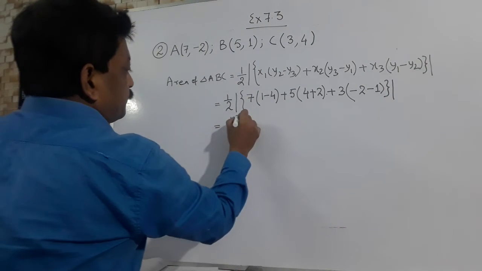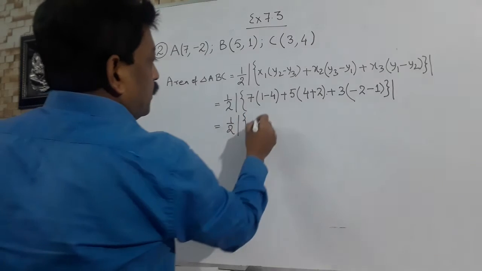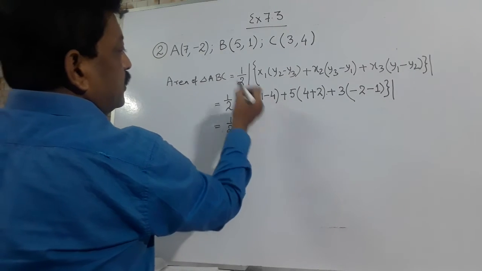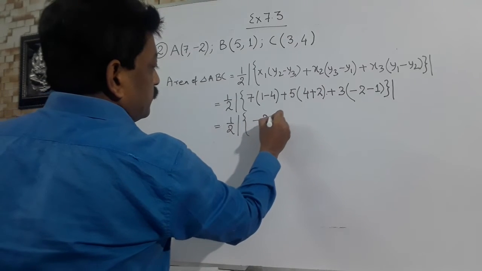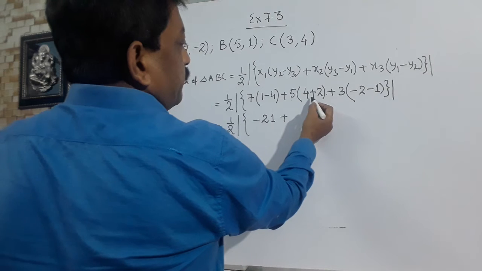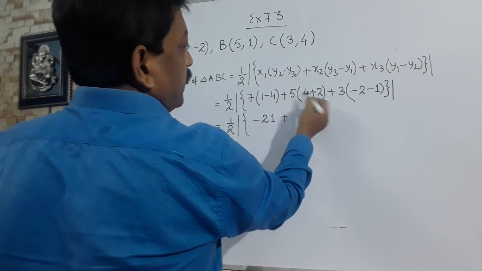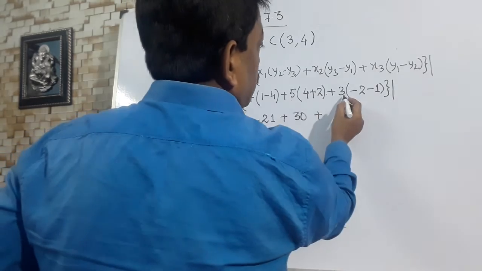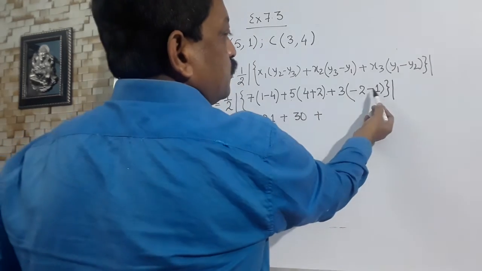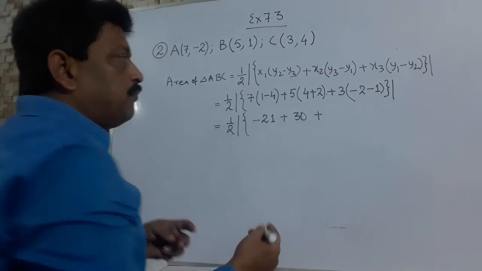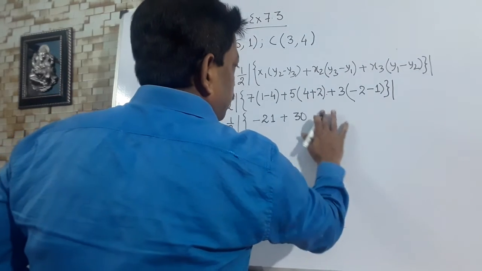Half. So this is minus 3. 1 minus 4 is minus 3. Minus 3 into 7 is minus 21. Plus 5, and inside the bracket 4 plus 2 is 6. So 5 multiplied by 6, 30. Plus 3, inside the bracket minus 2 minus 1 is minus 3. So minus 3 into 3 is minus 9. So it will become minus 9.